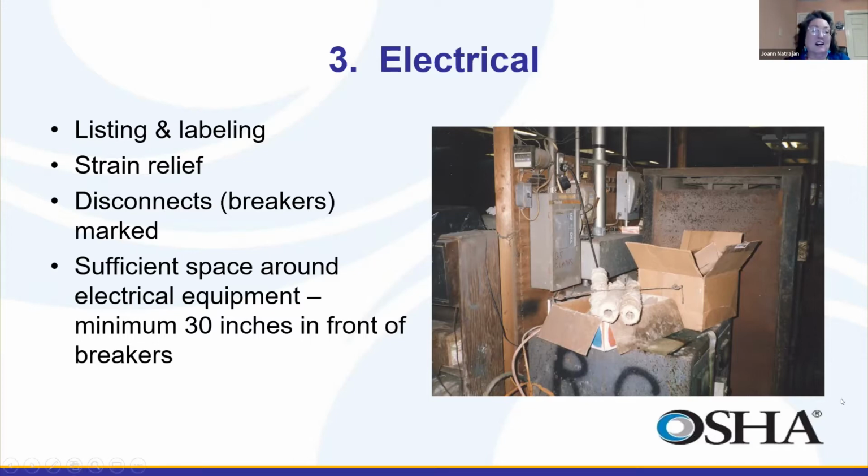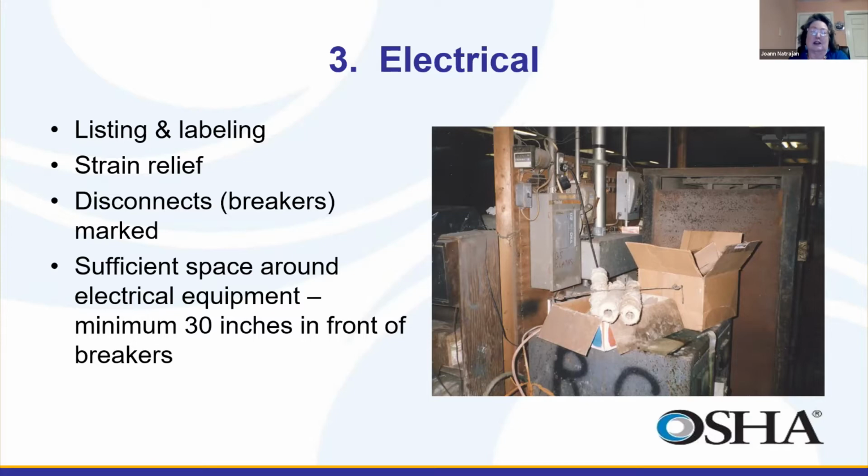Sorry. So disconnects and breakers have to be marked. If we open the panel box, we should know what connects to what, what is in charge, what controls what, so that in the event of an emergency, you don't have people coming along and guessing which breaker they need to turn off while your guy is in the machine getting caught in the machine.